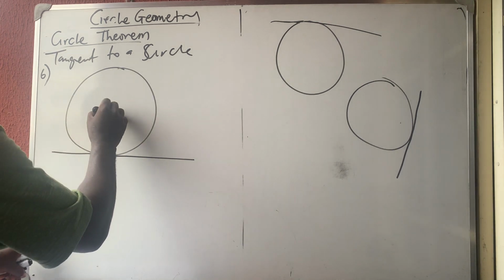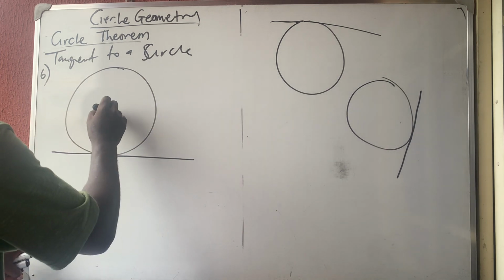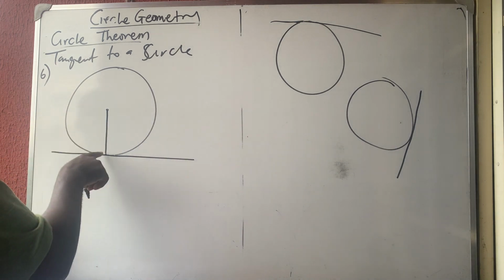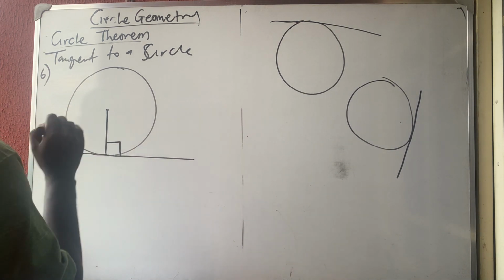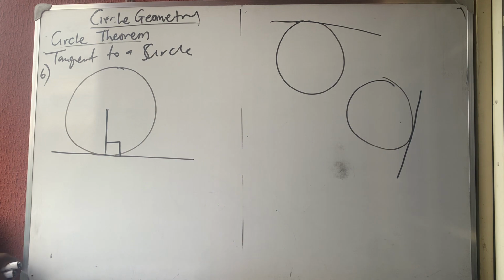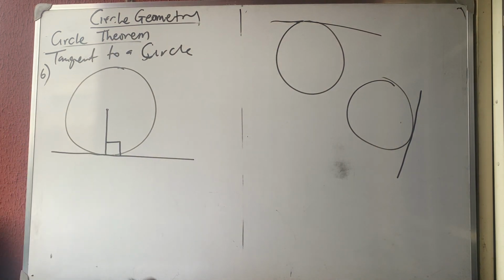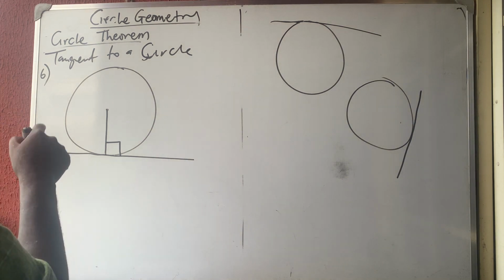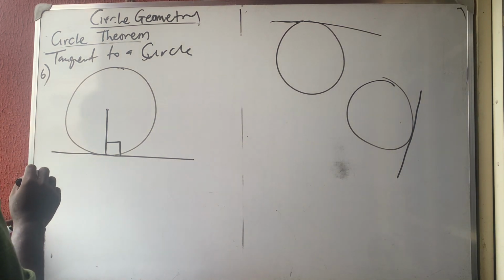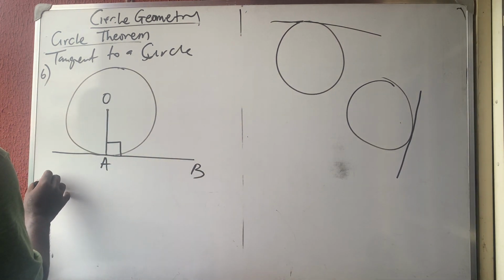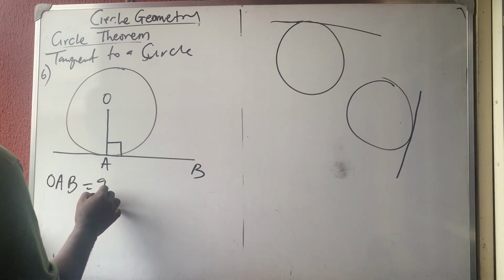Now, if I have the center of the circle like this, and the line is drawn from the center to any part of the circumference, don't forget that it's called a radius. That a radius makes an angle 90 with the tangent. Very simple. So don't forget that the radius of a circle makes angle 90 with the tangent at the point of contact. So we say that what? If here is O, A and B, we say that angle OAB is equal to 90 degrees.